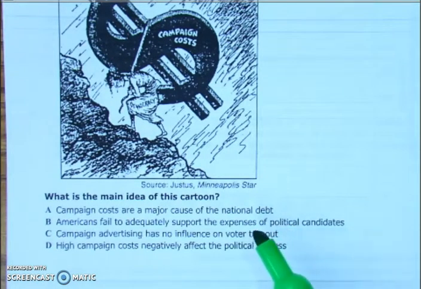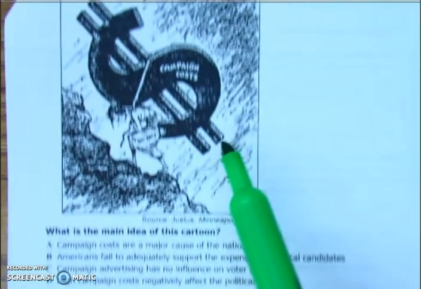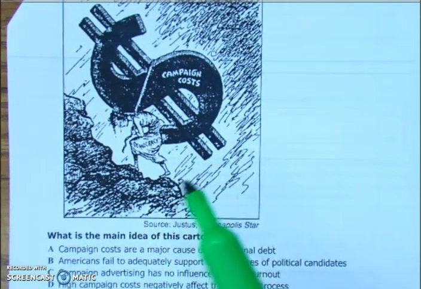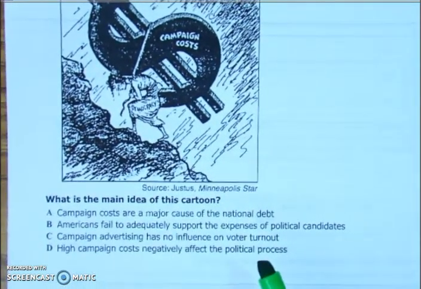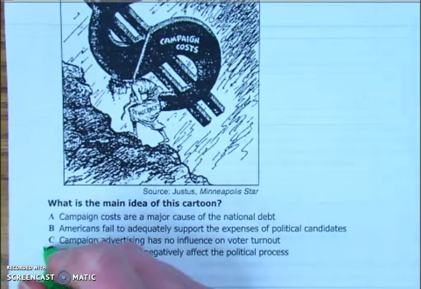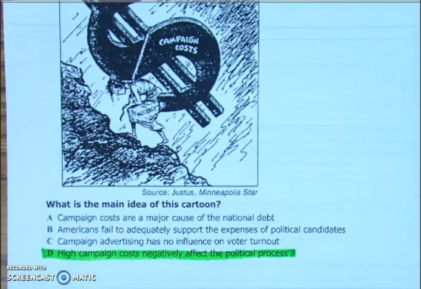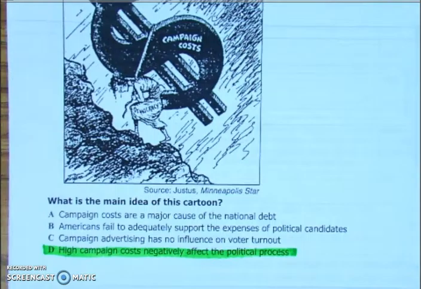B, Americans fail to adequately support the expenses of political candidates. That's not true. They raised $900 million. So it's not like we are not supporting them with political contributions. C, campaign advertising has no influence on voter turnout. This cartoon has nothing to do with advertising, and it has nothing to do with the amount of people that show up to vote on election day. So the correct answer for this question is D. High campaign costs negatively affect the political process because it limits the type of people that can run for office.